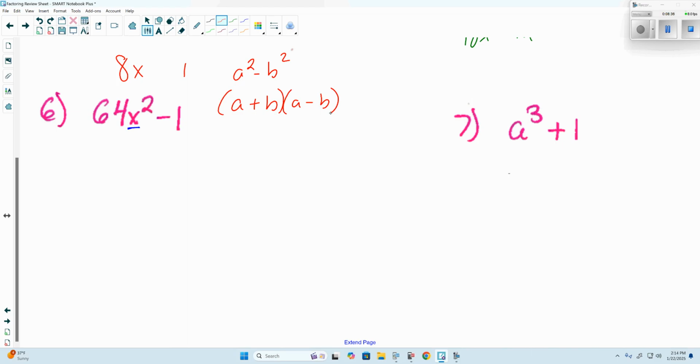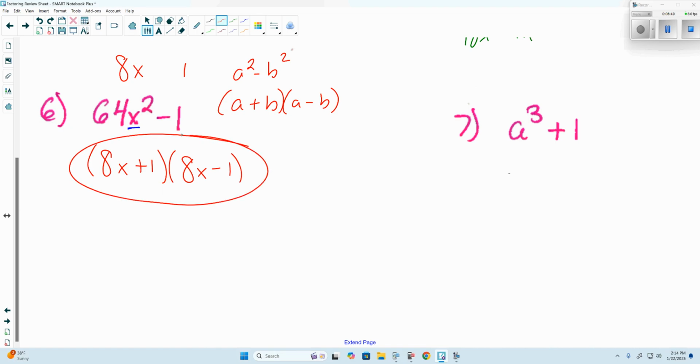A in our case is what? 8x, and b is 1. So a plus b would be 8x plus 1. A minus b would be 8x minus 1. That's it.